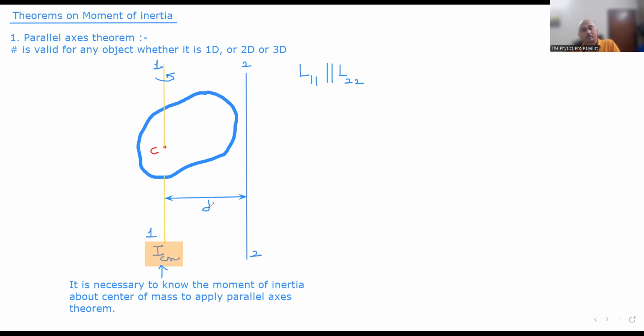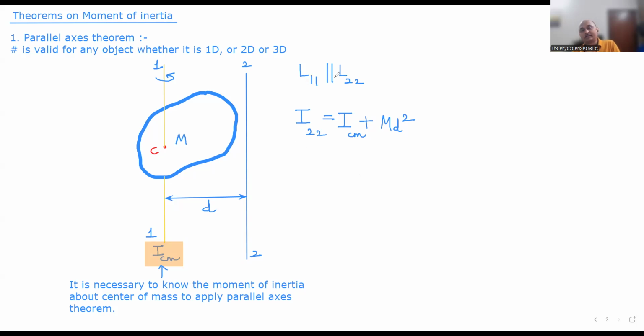So the distance between the two lines is d, and the mass of the object is capital M. So the moment of inertia about the second line, I22, is equal to ICM plus Md square.